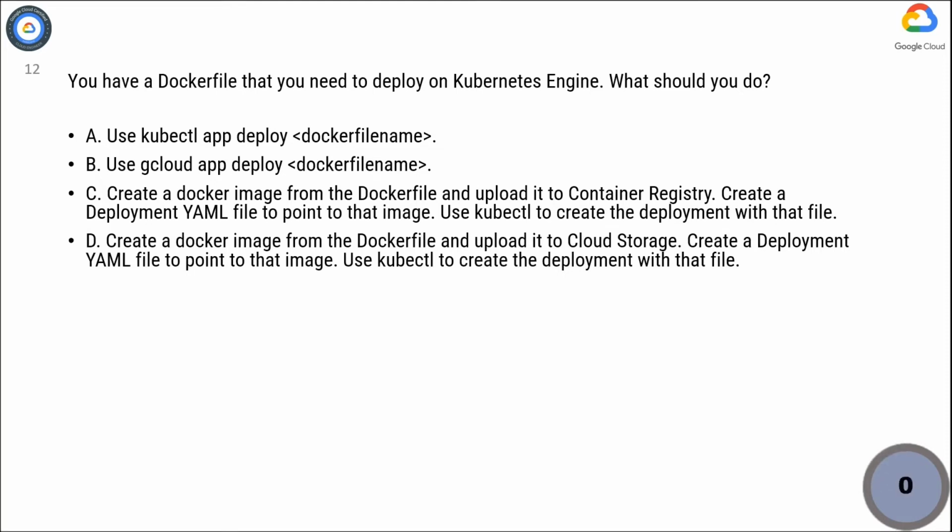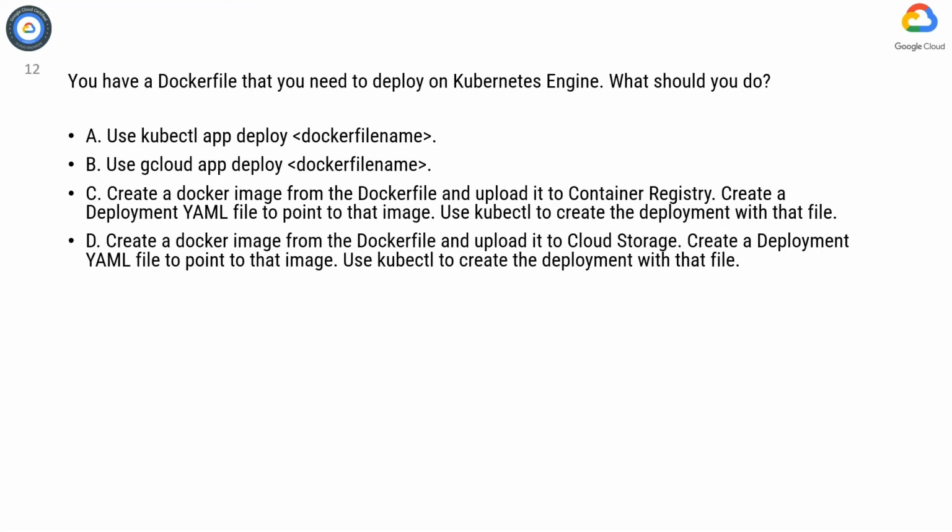A can be eliminated because kubectl app * is not a valid command. B can be eliminated because gcloud app deploy deploys on App Engine, not on Kubernetes. Also, it still requires a config file pointing to the image. D is not correct, since you cannot deploy a container image directly from GCS.